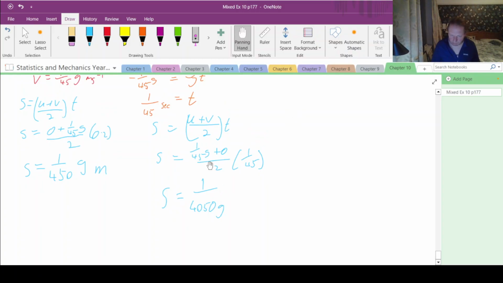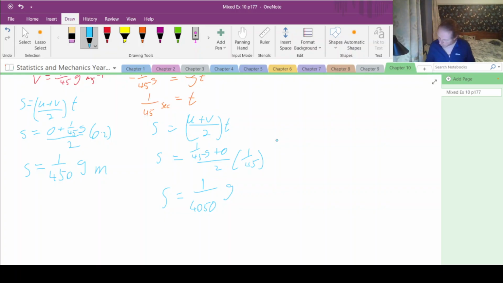Okay, so that g is in the wrong place. So that one plus 1 over 450 is 1 over 405 times by 9.8. Does it give me anything nice? No, not really. Plus 2. Hideous numbers.